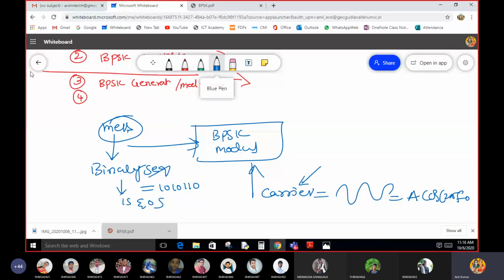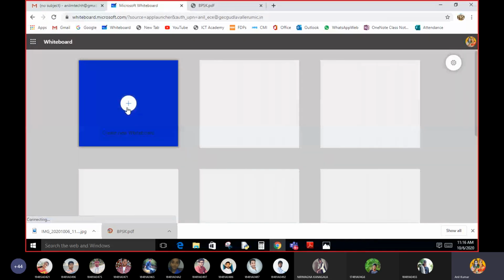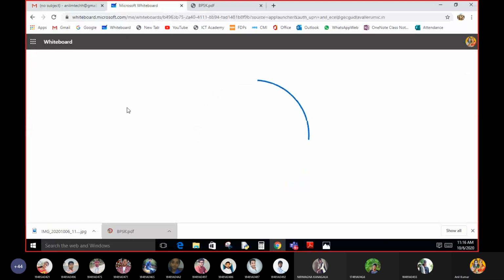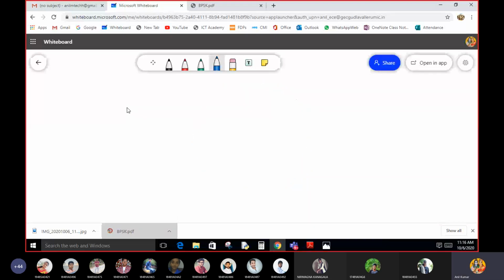And now coming to the demodulator, in the previous class I already explained the things over here, right? Demodulator means, all of you please wait a minute. Demodulator diagram. In the last class I already explained the modulator diagram. The modulator diagram is a BPSK modulator.